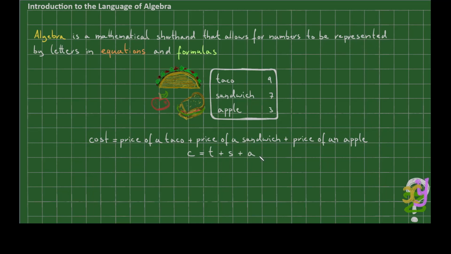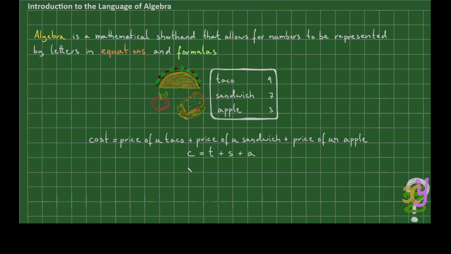At this stage you might be thinking, well, hold on, you demented cauliflower. Why do this in the first place? Why not just write that C equals 9 plus 7 plus 3? And fair enough, you would have a point. But what if I'm buying more than just one of each item? Suppose that I'm buying 3 tacos, 4 sandwiches, and 2 apples.